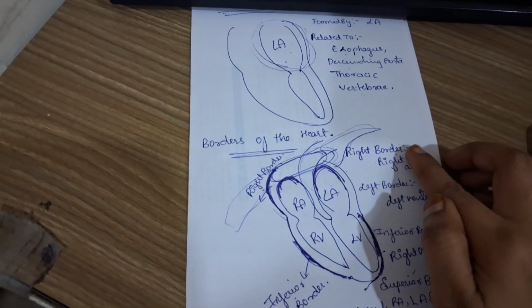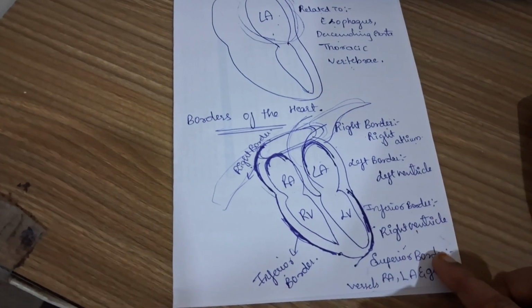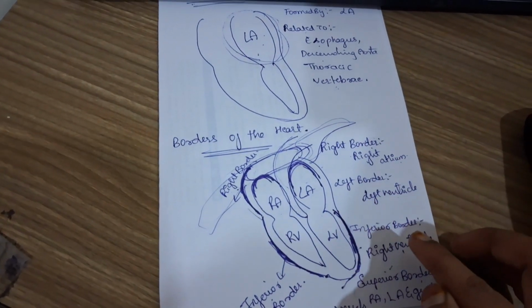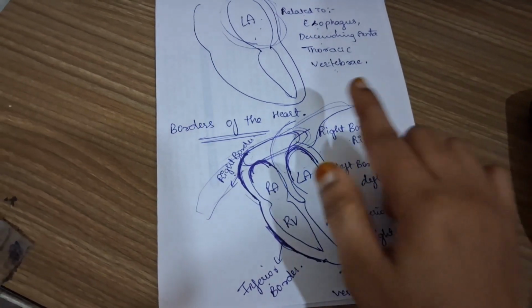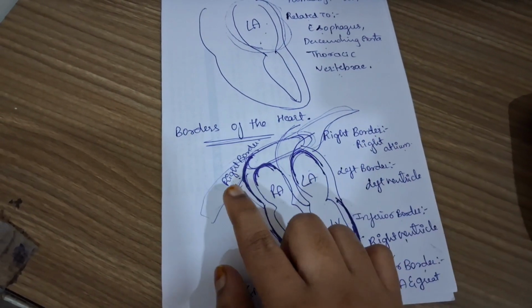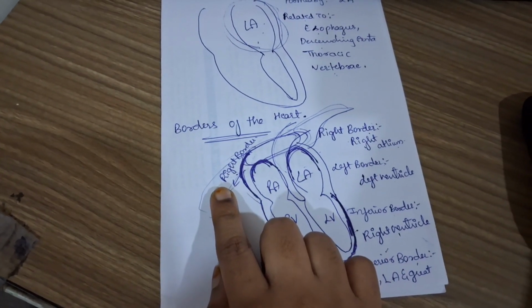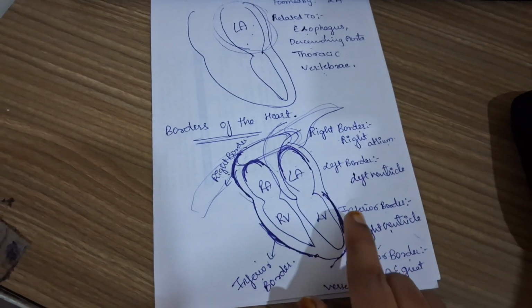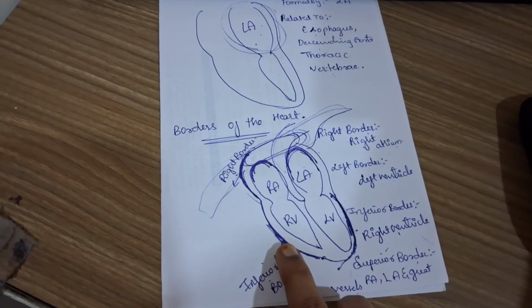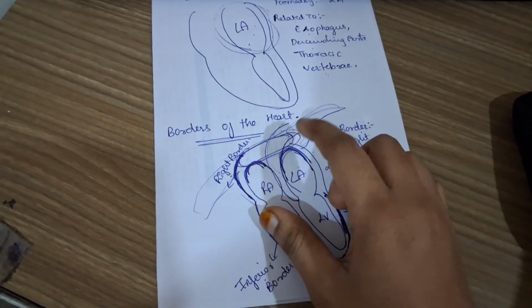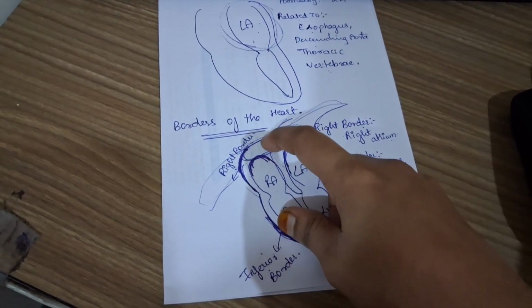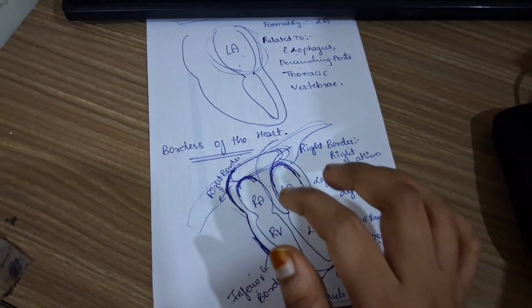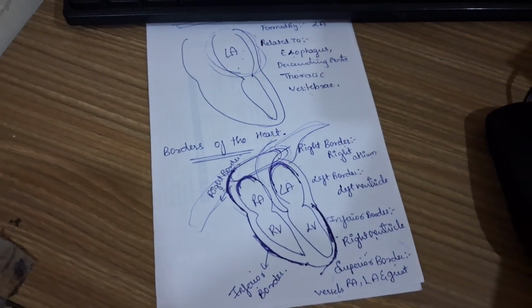There are majorly 4 types of borders: right border, left border, inferior border and superior border. The right atrium forms the right border, the left ventricle forms the left border, the right ventricle forms the inferior border, and the left atrium, right atrium and all the great vessels which are present superior to the heart form the superior border. This much we studied in this section.